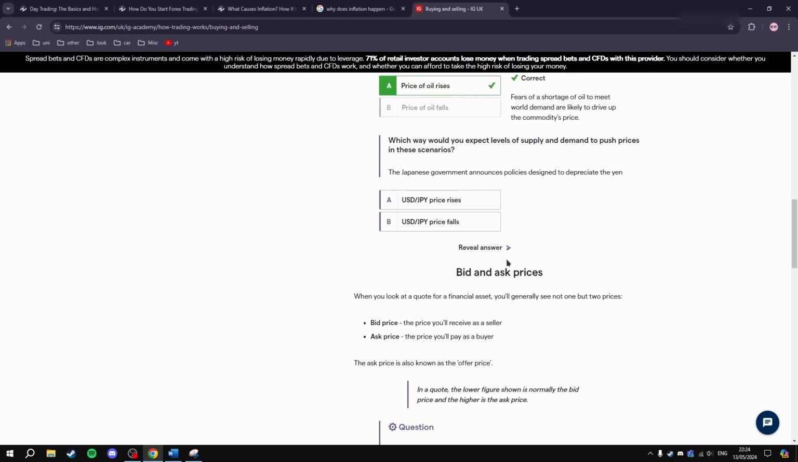Which way would you expect supply and demand to push prices? The Japanese government announces policies designed to depreciate the yen. Depreciate the yen.